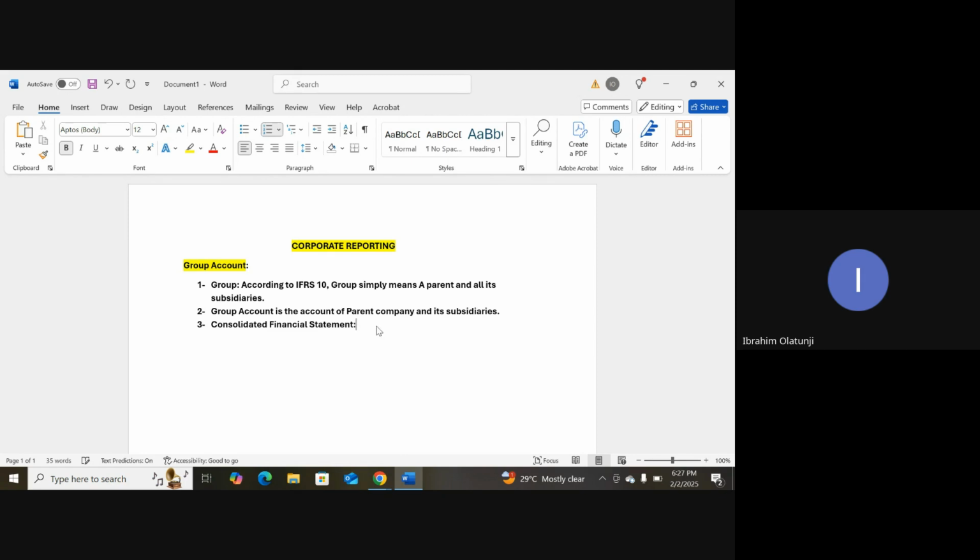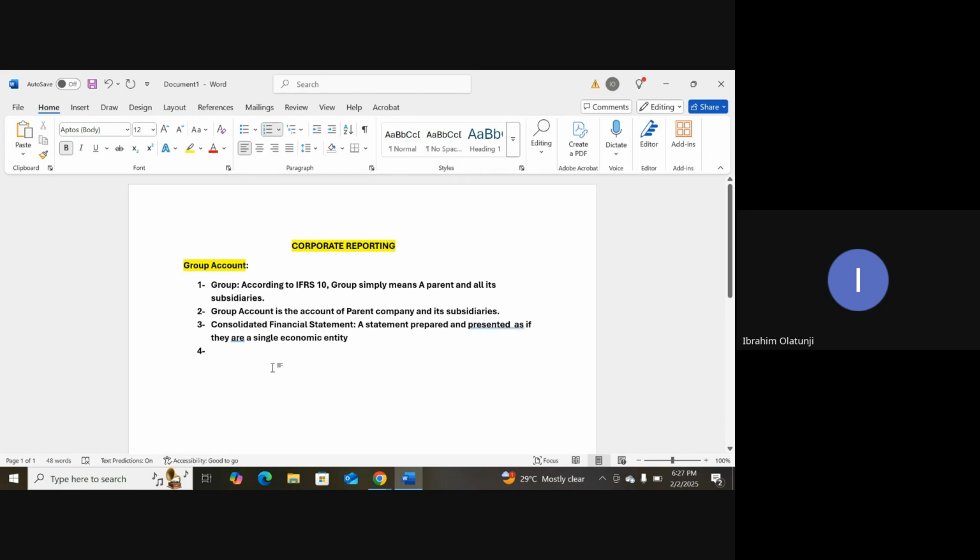That is a statement prepared and presented as if they are what? They are an economic single entity. Are we good to go? I think we are taking it gradually.